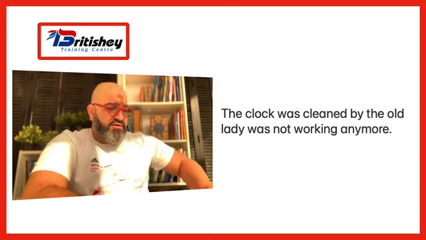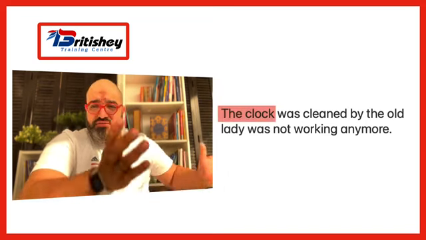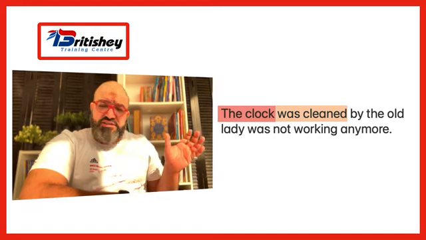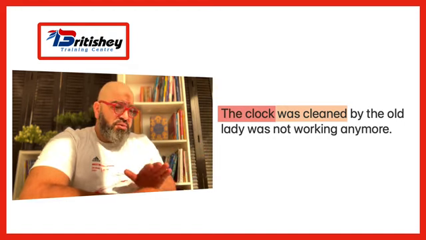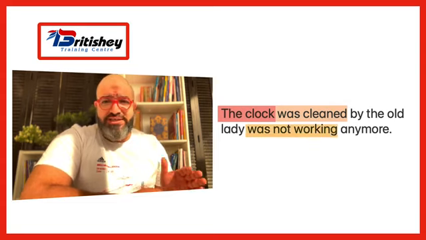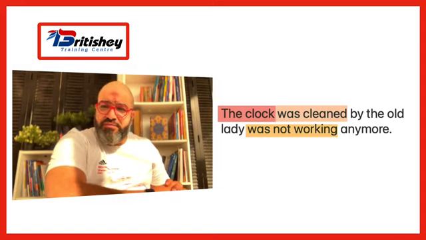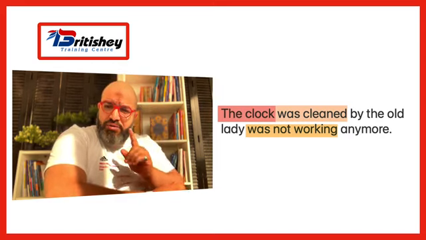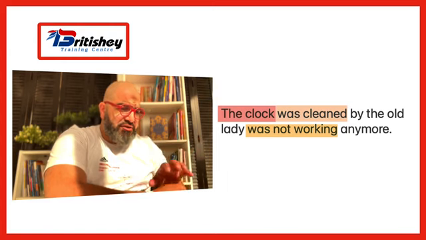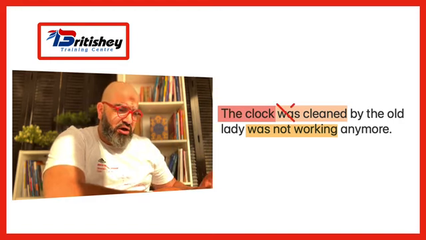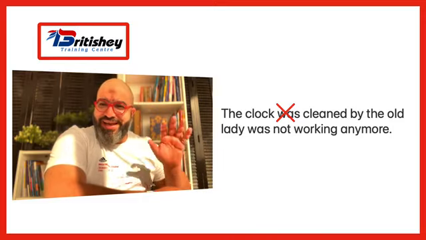Now let's analyze it. We've got the clock, that's a subject, fair enough. Was cleaned, now that's a verb. By the old lady was not working. Oh, wait a minute, was not working is another verb. You can't have double verbs in one sentence without a connector. So the solution is to turn cleaned into a past participle used as an adjective. So you would say, the clock cleaned by the old lady was not working anymore.